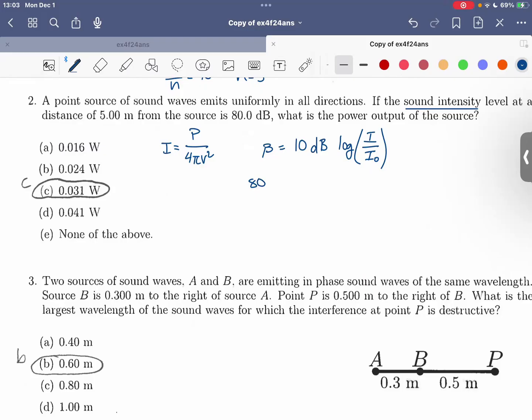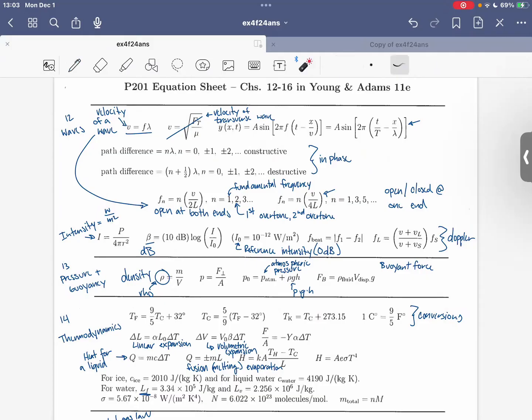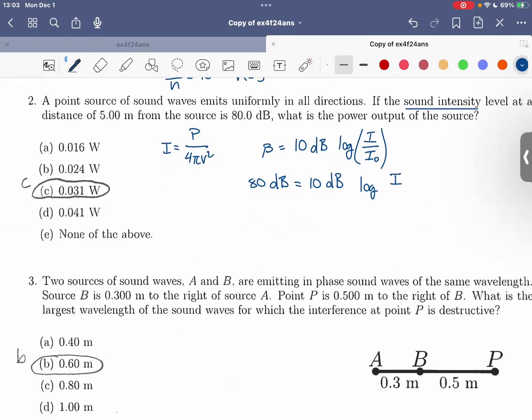And so we'll just plug everything in. This 80 decibels is equal to 10 decibels log I. And then our I naught is actually given right here. Again, remember the reference intensity. So it's 10 to the negative 12th. Okay. And so we have 8 decibels is equal to log I over 10 to the negative 12.